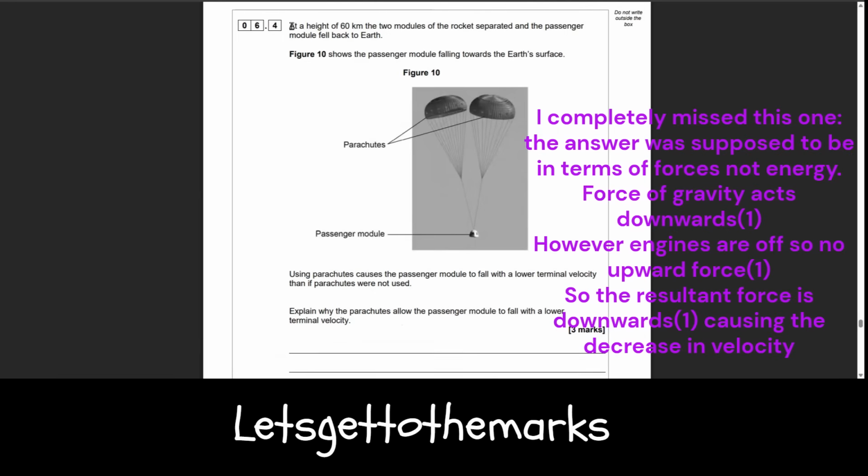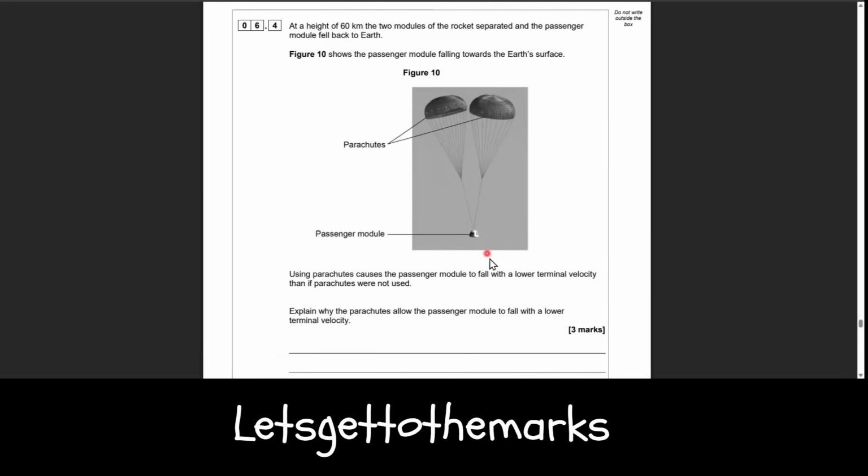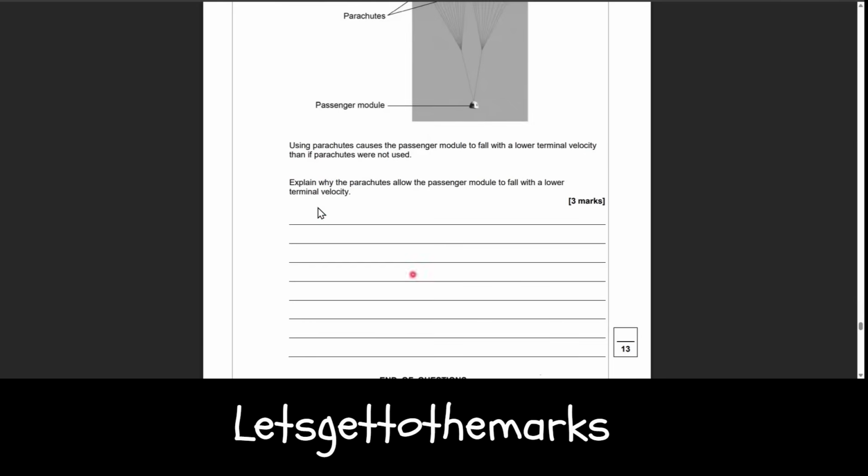What the hell? 6.4. At a height of 60 kilometers, the two modules of the rocket separated and the passenger module fell back to Earth. Figure 10 shows the passenger module falling towards the Earth. Parachutes, passenger module. Using parachutes causes the passenger module to fall with a lower terminal velocity than if the parachutes were not used. Explain why the parachutes allow the passenger module to fall with a lower terminal velocity.